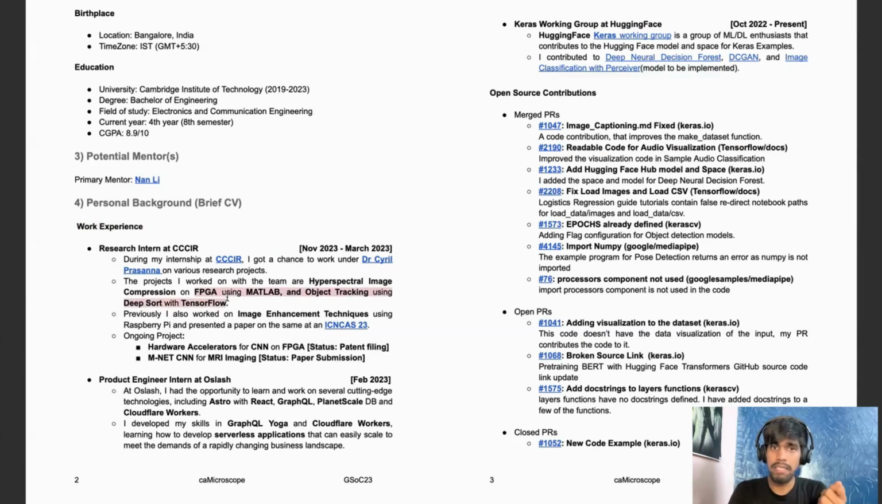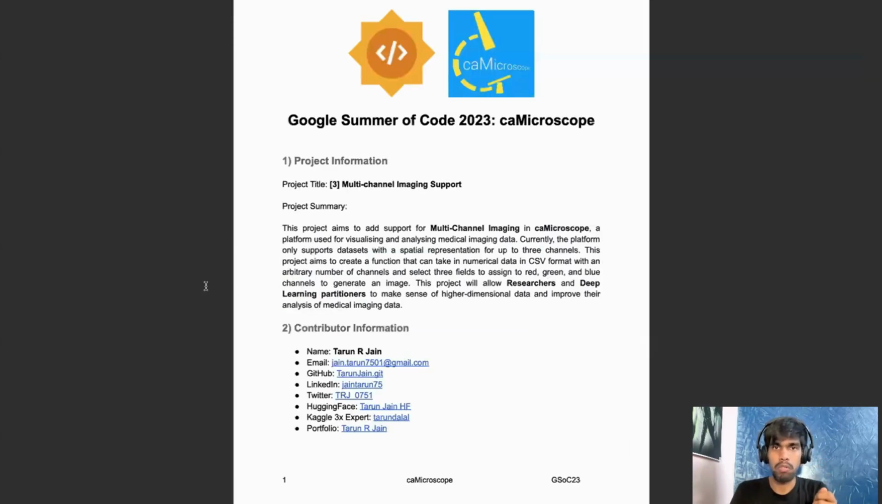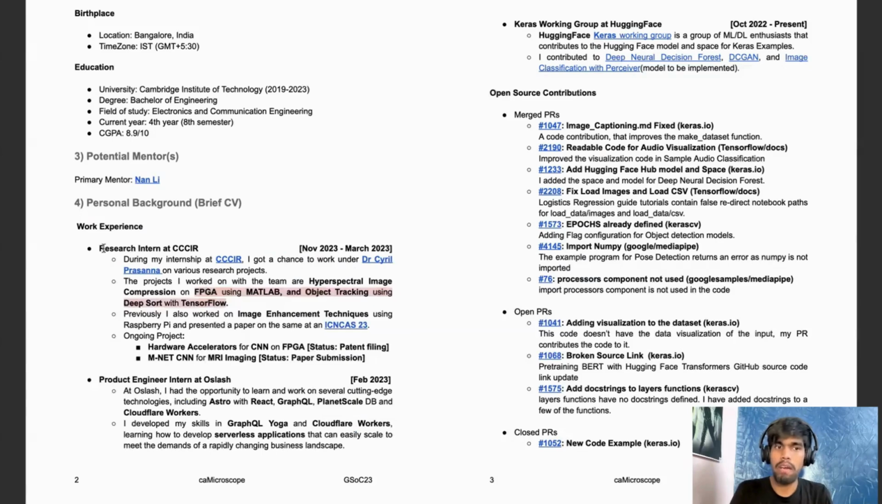And the major thing is what this organization was building, right? CA Microscope. It was luckily part of image processing. And if you look at my work experience, I usually worked on hyperspectral images and how you can use deep learning algorithms. So this was very interlinked to what that organization is building.